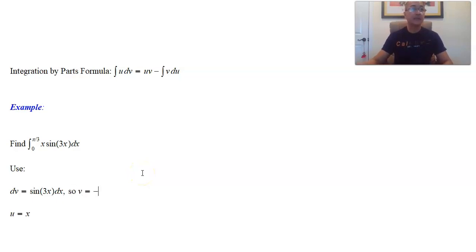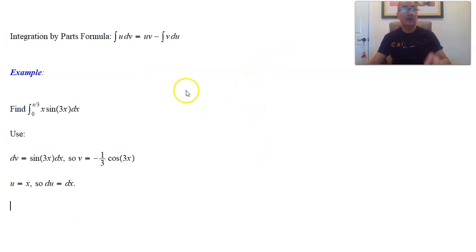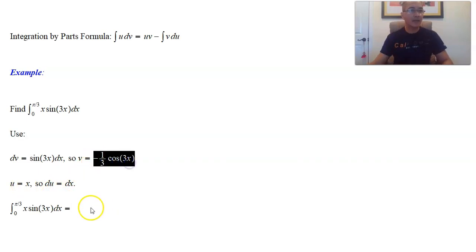V is minus 1/3 cosine of 3x. So what about u? If u is x, then du equals dx. Those are the equations that we need to perform the integration by parts. So let's copy this over here. This will be the product of u with v, so let me copy this over here and multiply by that x.